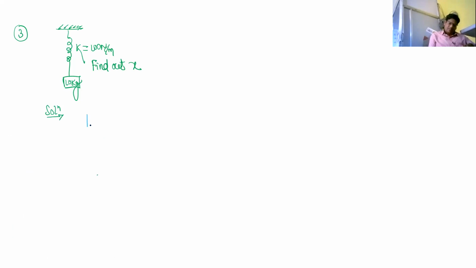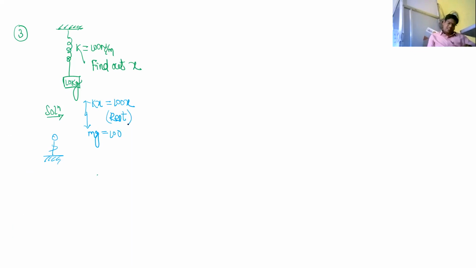Then draw the free body diagram. Downwards, mg will be 100. Upward spring force will be kx, that is 100x. Now I am looking from the ground, and this is at rest. So this is second step done. Third step, choose coordinate axis. Horizontal is x, vertical is y.